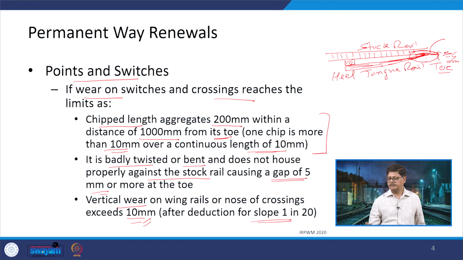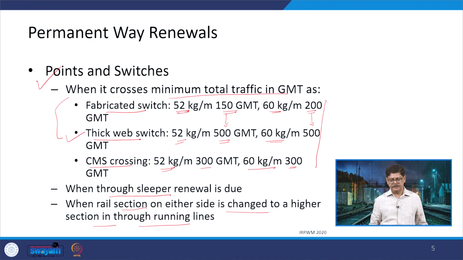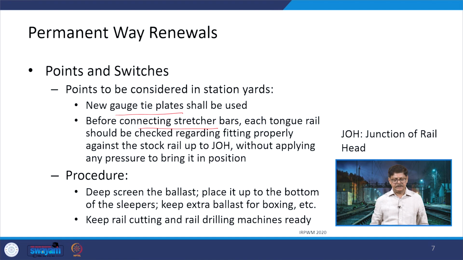it should not happen that we have to put some pressure, and by putting that pressure we can show yes, the tongue rail is fitting well with the stock rail. That should not be done. That is what it is saying here, that before connecting the stretcher bars, each tongue rail should be checked for fitting properly against the stock rail, but we should not apply any pressure here.